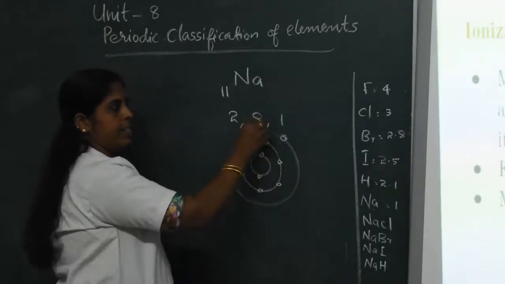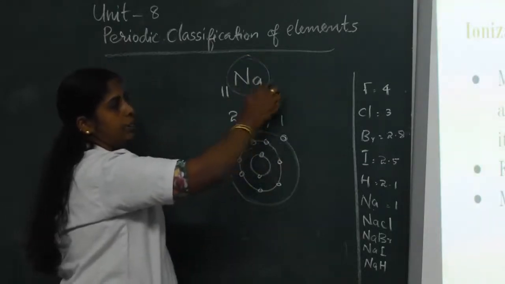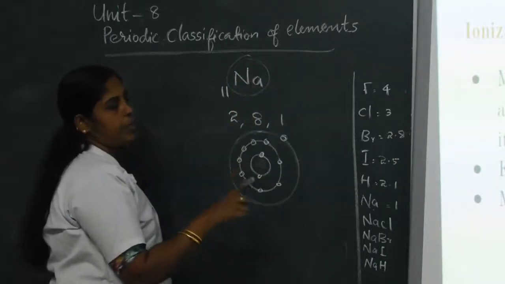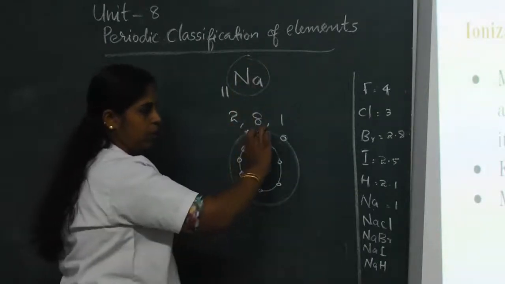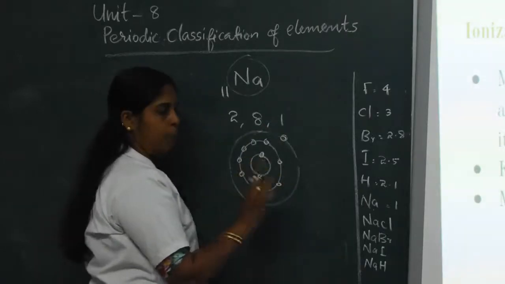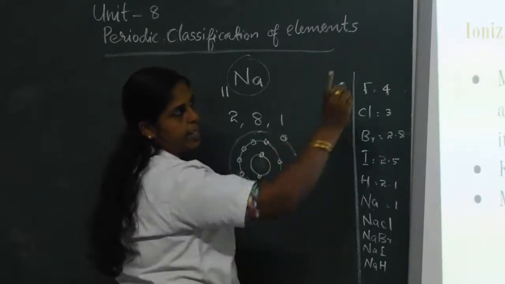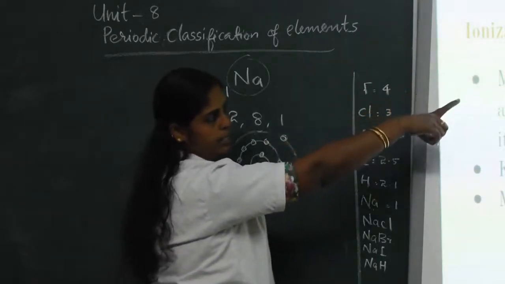Because of this one electron, sodium cannot stay stable. So it combines with other non-metals to form compounds. So losing of electrons takes place in the case of forming compounds. At that time there is a need of energy, and that energy is known as ionization energy.